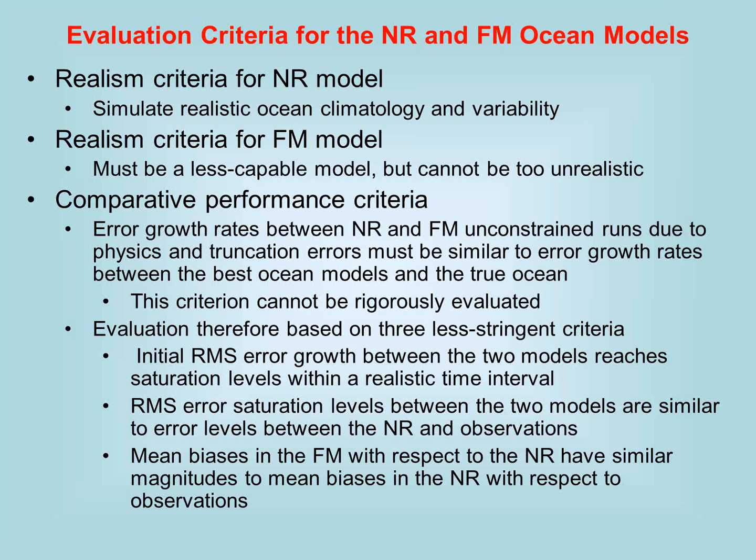Also, I'll demonstrate for the third criterion that mean biases in the forecast model with respect to the nature run have similar magnitudes to mean biases in the nature run with respect to observations. Now, we don't achieve this exactly, but I'll show that, at least in many of these criteria, this first attempt at a nature run that we produced is sufficiently good for us to perform our first round of OSSE.